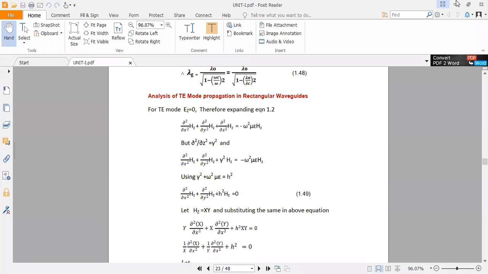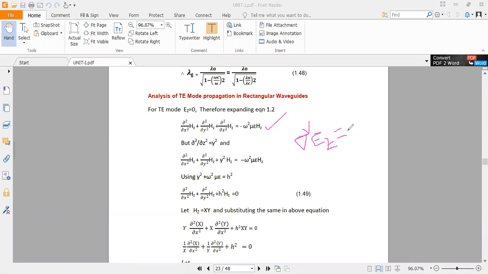What is the Helmholtz equation we have taken for TM mode? We have two Helmholtz equations. What are the two Helmholtz equations? Del square Ez is equal to, what is the first Helmholtz equation? Del square Ez is equal to, this is the expression we have taken actually.